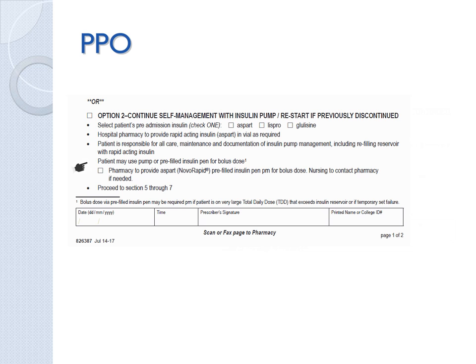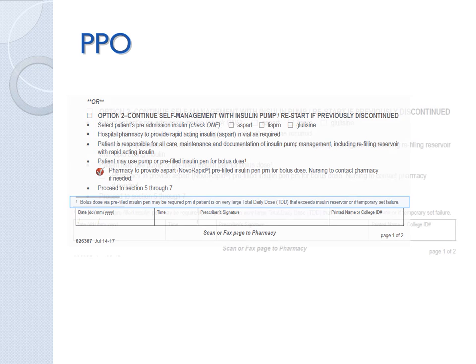On occasion, the patient may require a pre-filled insulin pen with aspart to bolus. This is sometimes necessary if they are on very large total doses of insulin, such as towards the end of pregnancy, or if there is a set failure temporarily, they may need to bolus rapid insulin from a pre-filled pen.